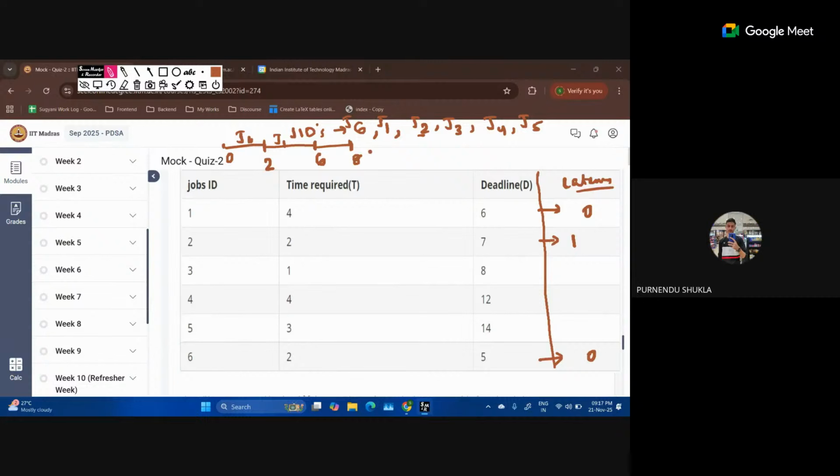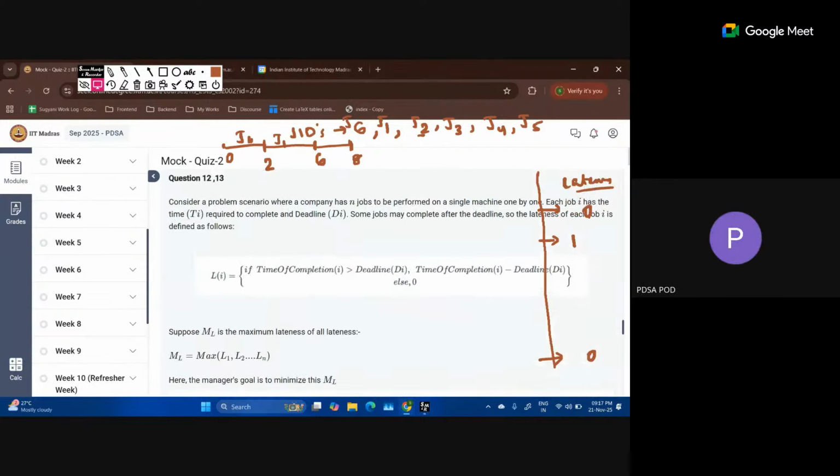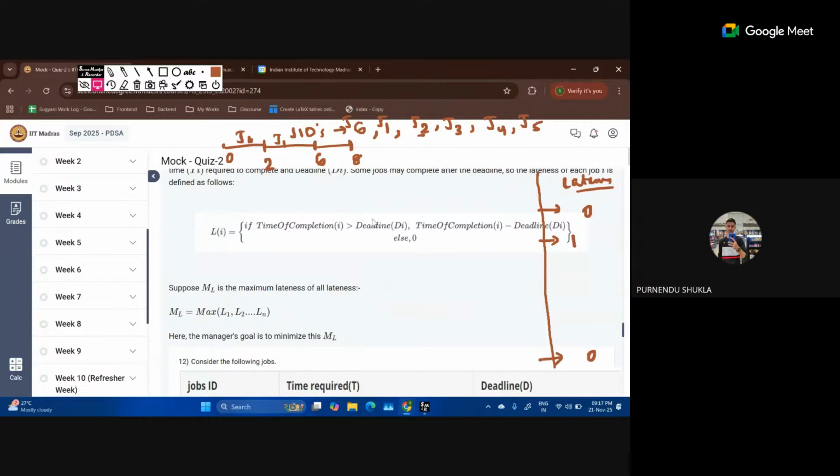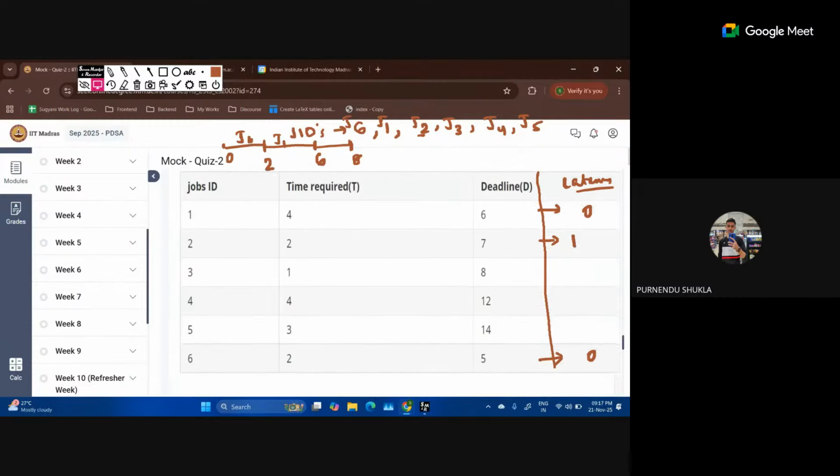Or minus 1, whatever you say. No, it will be 1, because we take the mod, right? No, according to the formula given here, you are not supposed to take the mod. So it is time of completion minus deadline, right? Minus deadline. So this is 1.